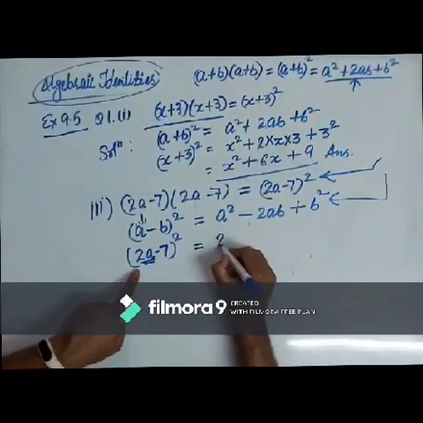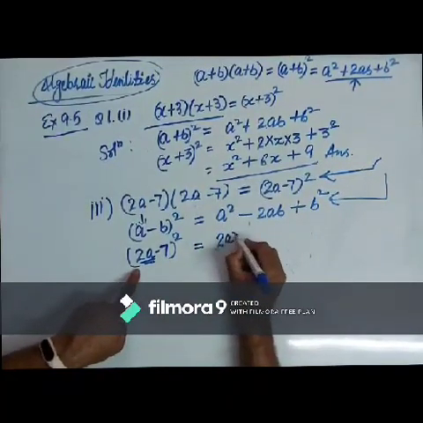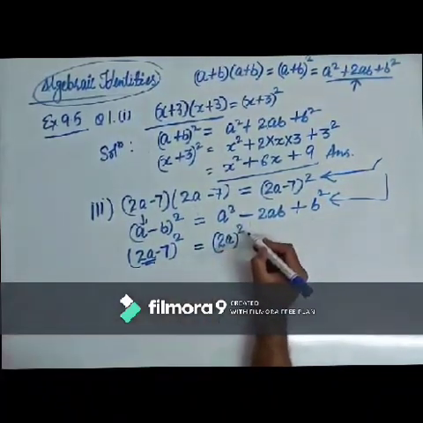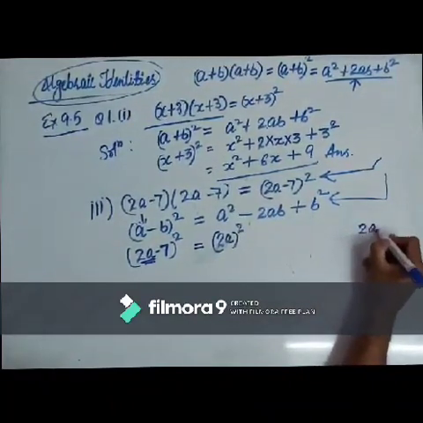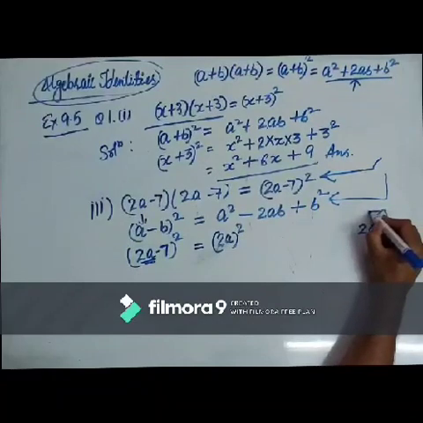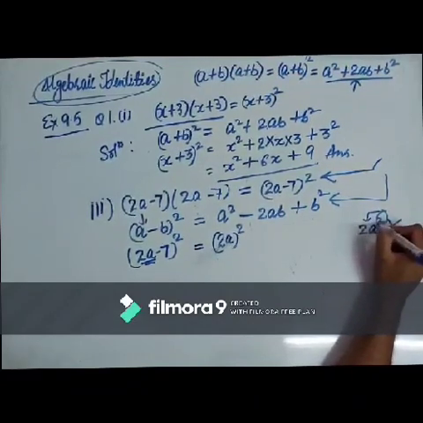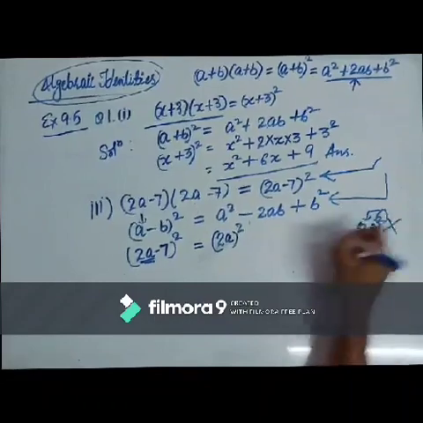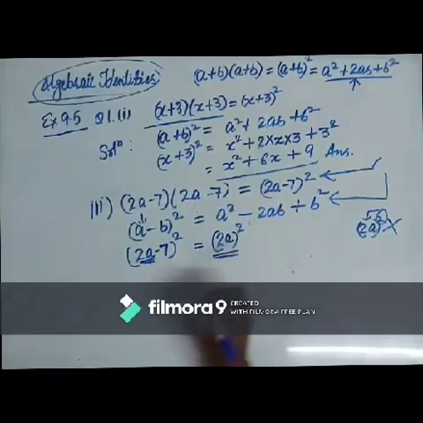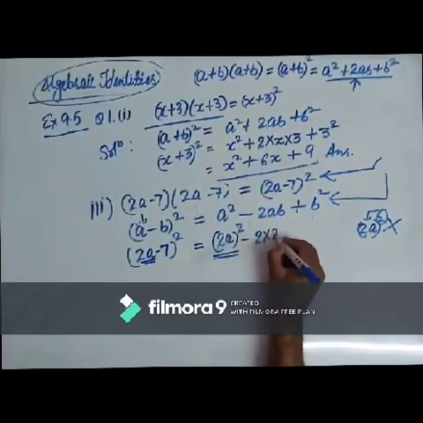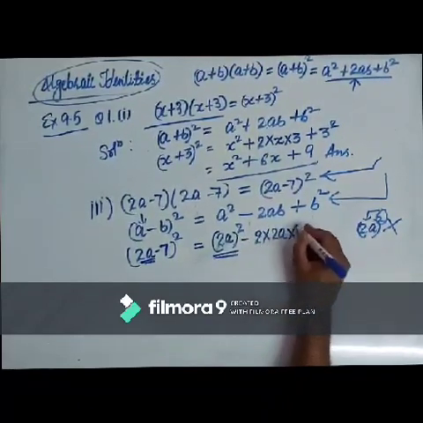Whenever I have been given a, I am writing (2a) whole square. Why whole square? This is a in 2 into a. So if I write 2a square, it will be incorrect. This a square will not go to 2. Whenever I am not putting the bracket here, this power 2 will be taken by a only. So you have to put here bracket, remember it, minus 2 multiply 2a multiply 7.